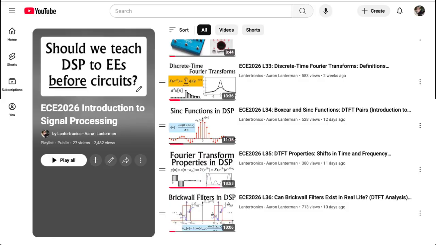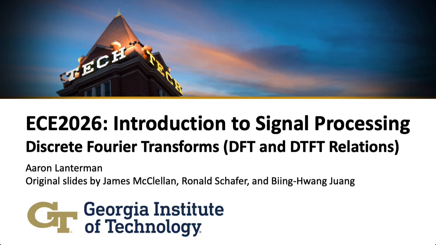In the last few lectures of ECE2026, Introduction to Signal Processing, we've looked at discrete time Fourier transforms. In this lecture, we'll start looking at discrete Fourier transforms. This is extremely confusing nomenclature. The DFT and the DTFT are related, but they are different things.